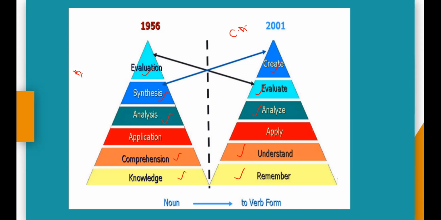So in this evaluation, we are validating whatever has been learned. But in that evaluation, we are critically analyzing. What is the difference here? In this evaluation, they are criticizing, validating the information, or passing a judgment. And that judgment will be the final verdict. But when we speak about the new revised taxonomy, we find that they are going to create.